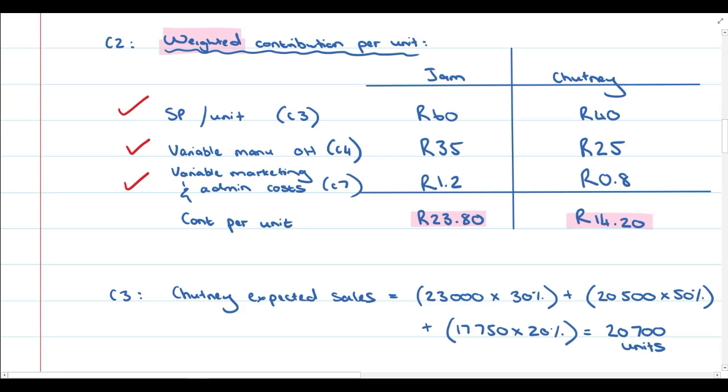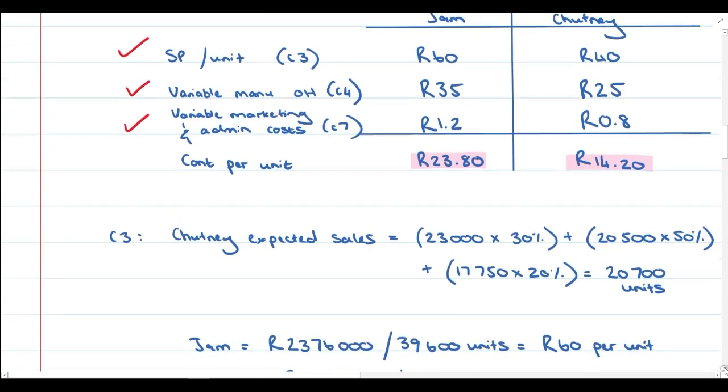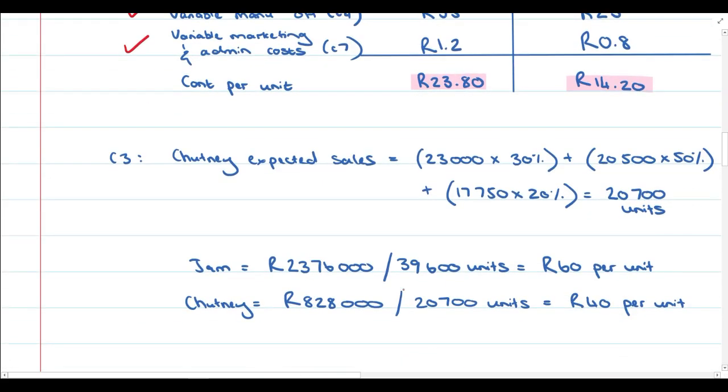We don't know exactly what's included in all of those amounts. However, based on the information provided, you can't say this is not a cash flow. So we have to assume that all of these are cash flows, okay? So they don't just affect profit, but also cash. Then if we want total contribution, we obviously need to multiply the contribution per unit by the number of units. So for jam, they expect to sell 39,600 units, and for chutney, they expect to sell 20,700 units. So using that information, we can calculate total contribution.